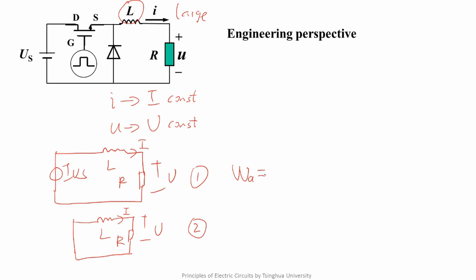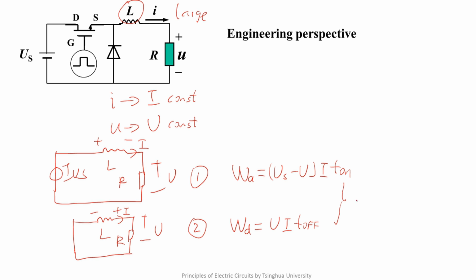Now we calculate the energy absorbed by the inductor in the first. The reference direction of the voltage and the current of the inductor is associated. So the energy absorbed by it equals (Us minus U) times I times T on. In the second subcircuit, the reference direction of the voltage and the current of the inductor is non-associated. Then the energy delivered by it equals U times I times T off.